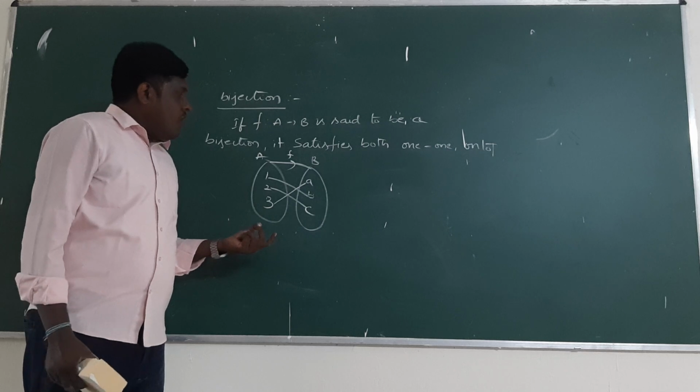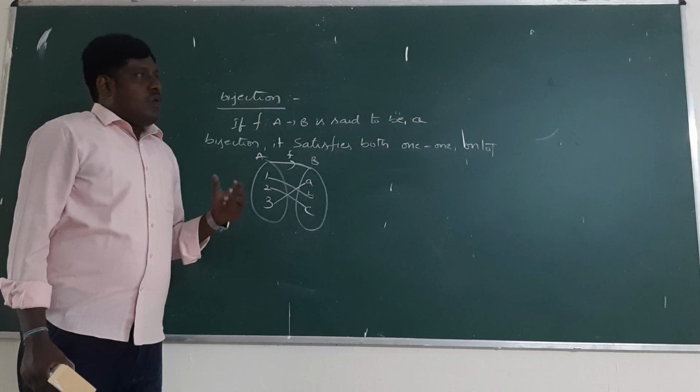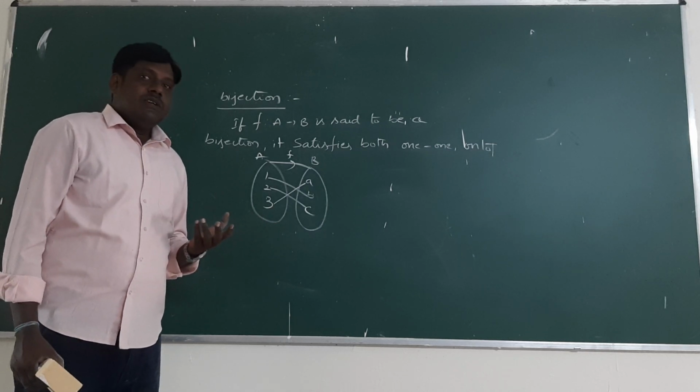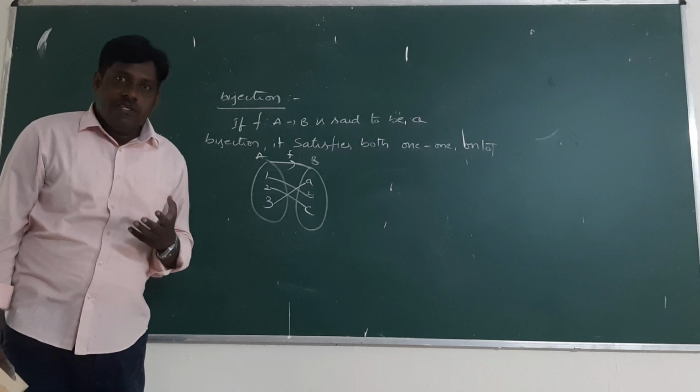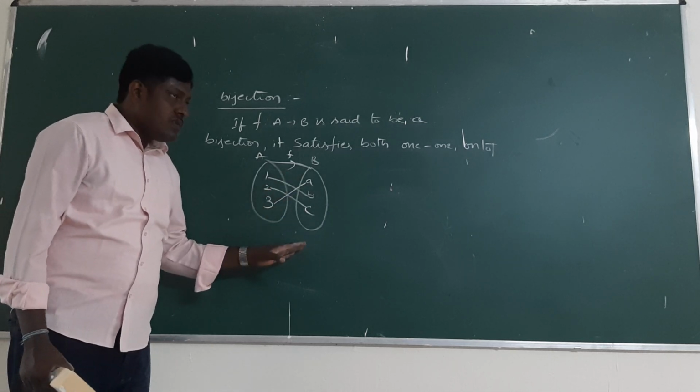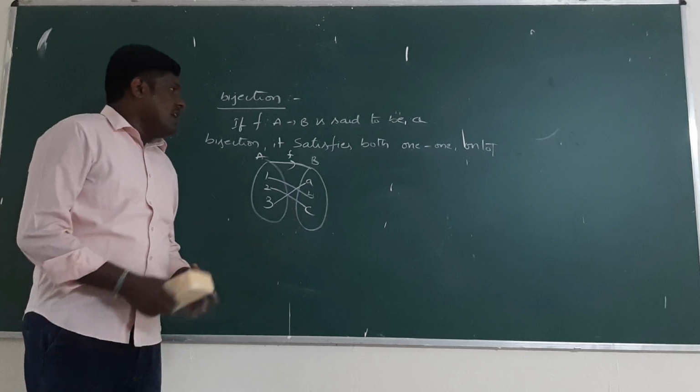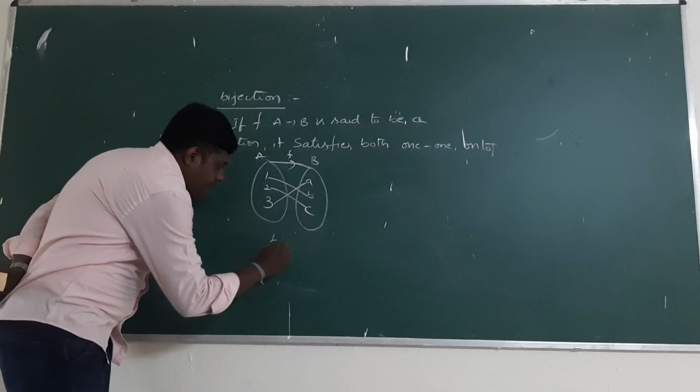What about onto? Onto is nothing but the codomain is equal to the range. Here that condition also satisfies. That's why it is bijection.